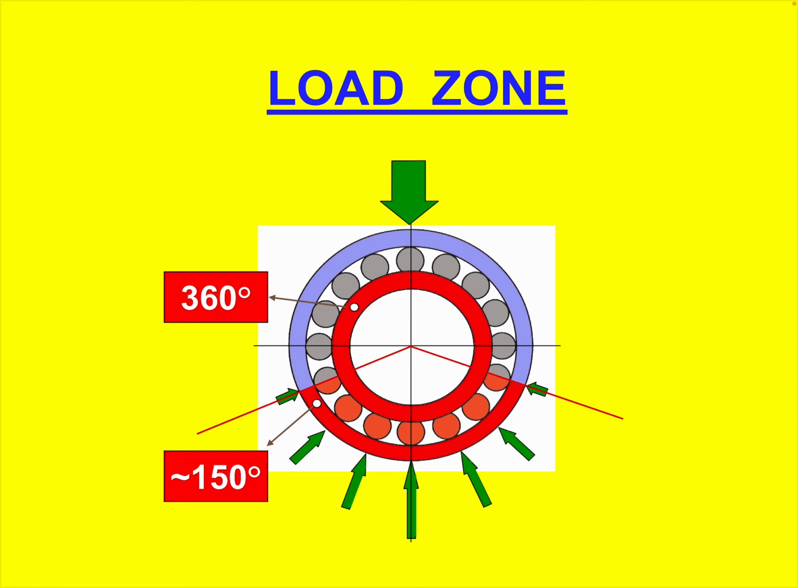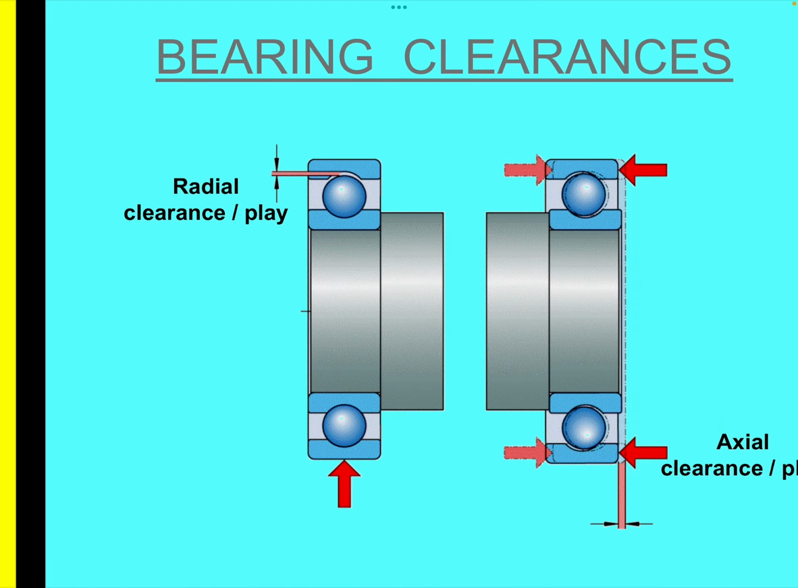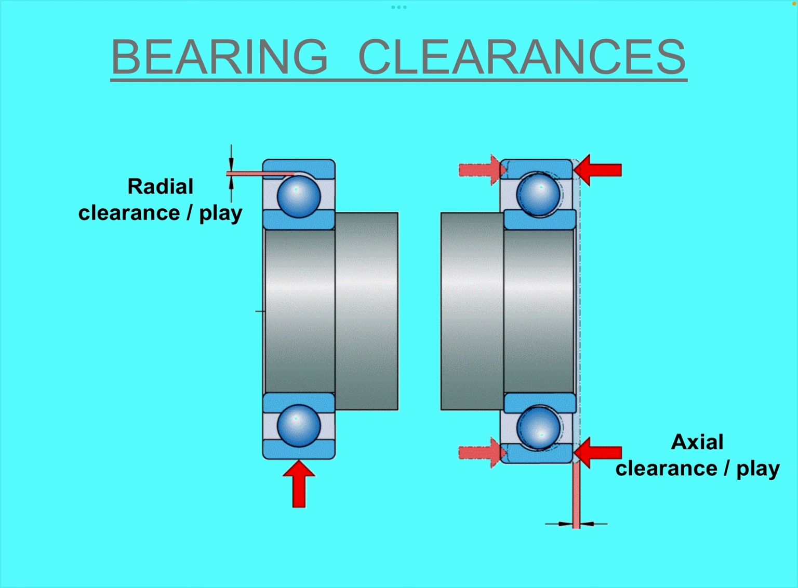This is the load zone. See the pictures for the radial bearings using balls. This is the 360 degrees rotation of the shaft. The ball is also used for the load along the 360 degrees, transferring the load point.